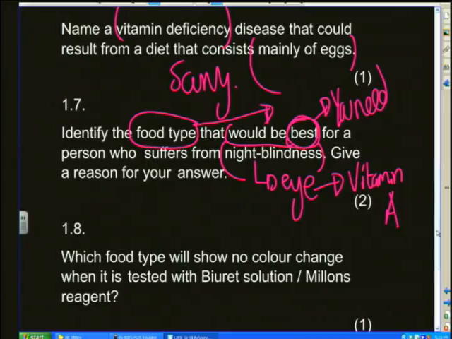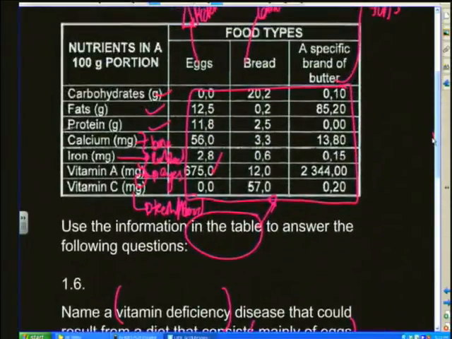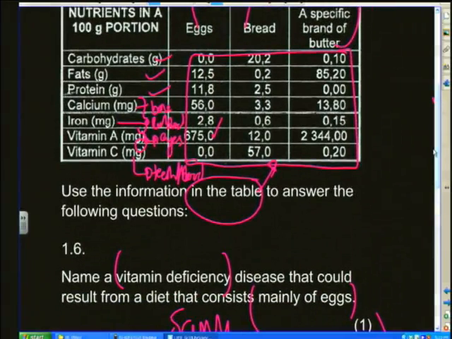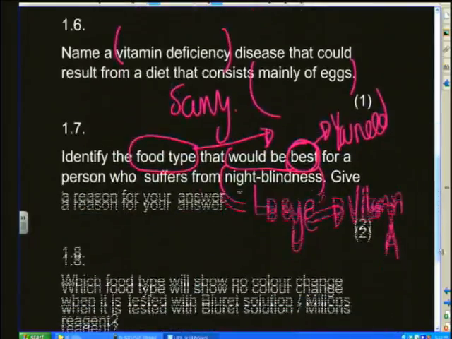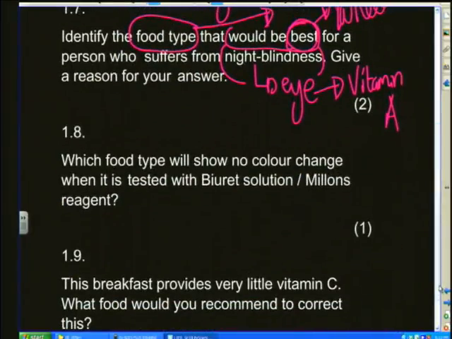So let's go and see. We want to look at the food groups. Let's have a look. There's vitamin A. My choice is egg, 675. Okay, fair. Bread, 12. Oh, bread's out. Wow, butter, 2,344. So what is my choice? If I were to suffer from night blindness, I need to get more vitamin A in, so I'm going to eat more butter.